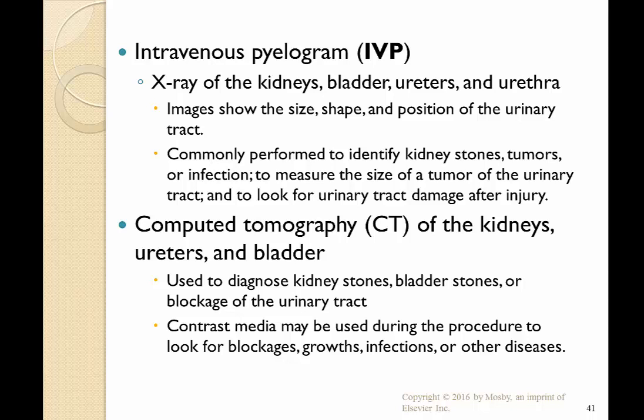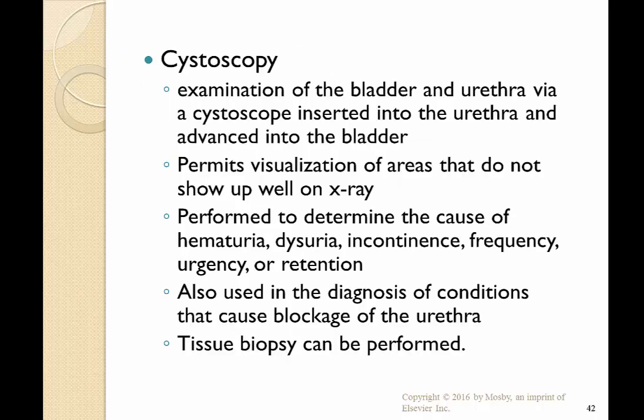A patient could have an IVP, or intravenous pyelogram, which is an x-ray of the kidneys. However, we use a dye to see those, and we can get the size, shape, and position of them. We look for them maybe for stones, tumors, or infection. We can also do a CT of any of those organs.